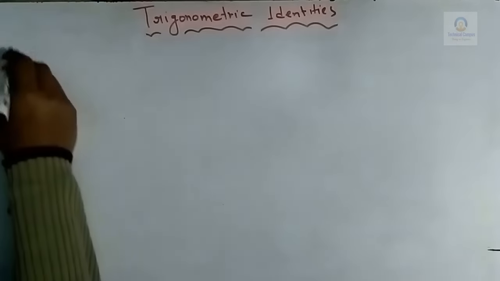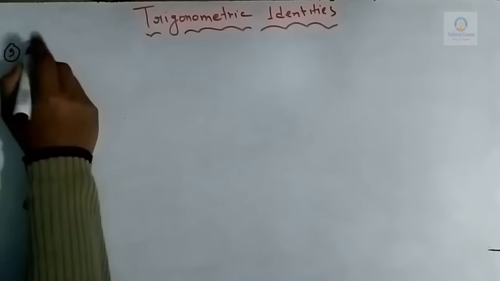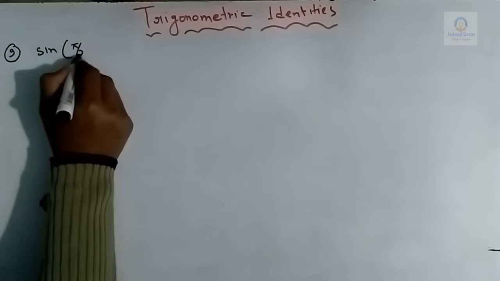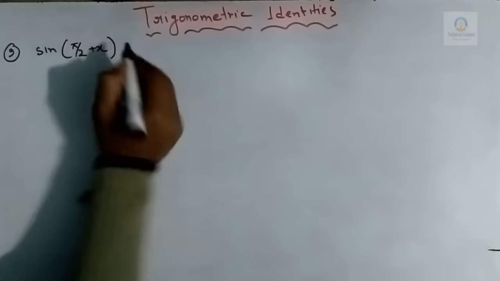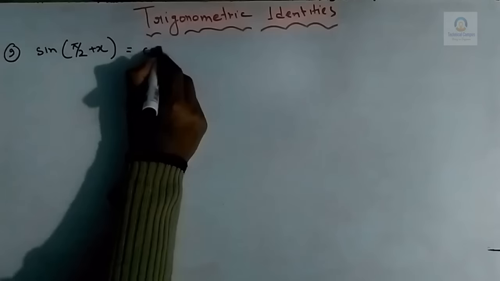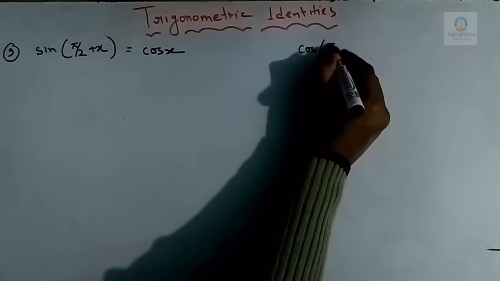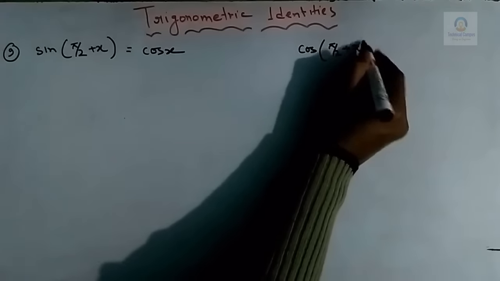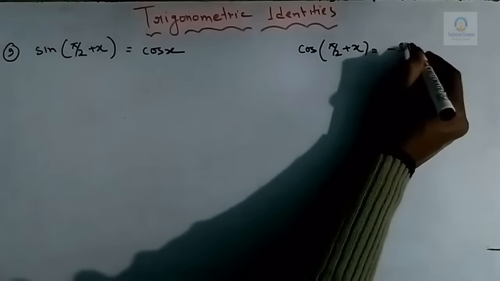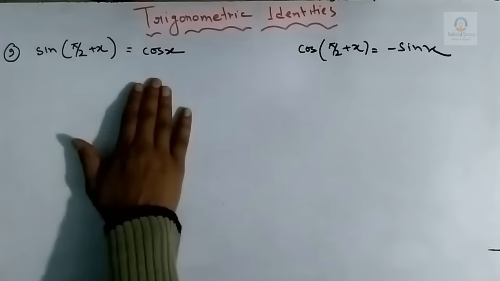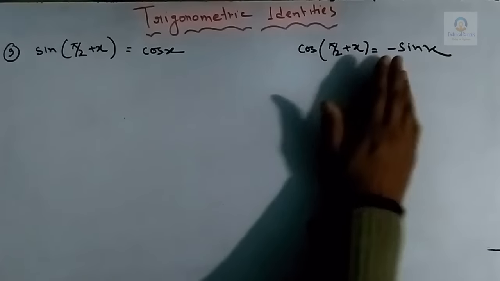Number 9 is sin of pi by 2 plus x, that is sin of 90 degree plus x, is equal to cos x. Similarly, cos of 90 degree plus x is equal to minus sin x. Okay, sin 90 degree plus x is cos x. Similarly, cos 90 degree plus x is minus sin x.